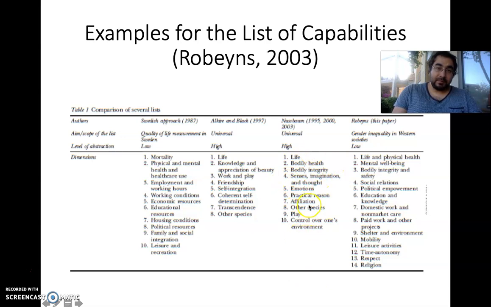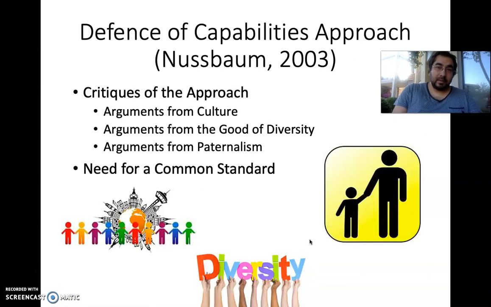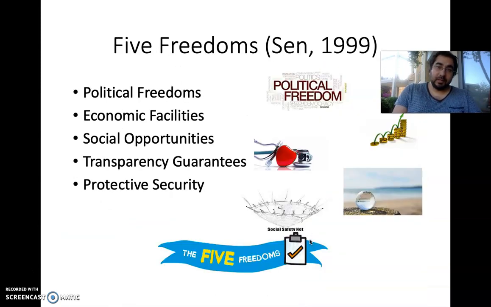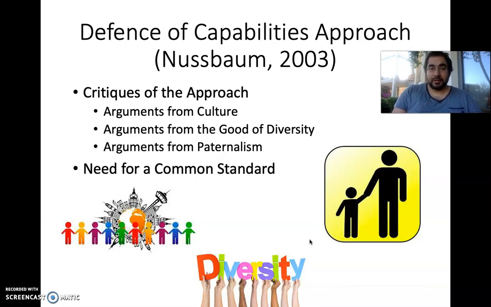And basically, these are two other lists you can look up. Some of them actually go all the way to the 80s. Unlike the Robbins list, Nussbaum is a person who argues such lists are necessary and beneficial. And here is her argument. I want to concentrate specifically on this argument, not her list specifically.